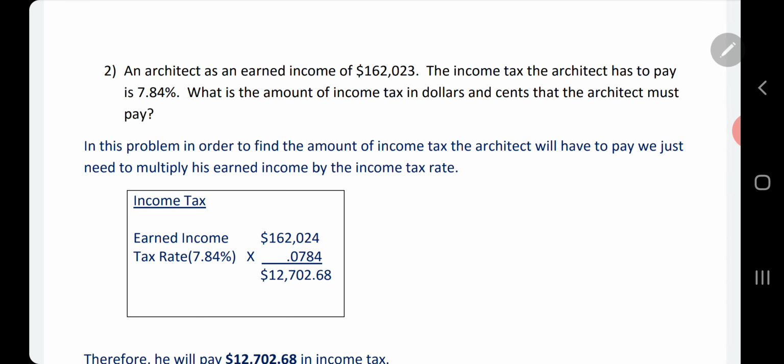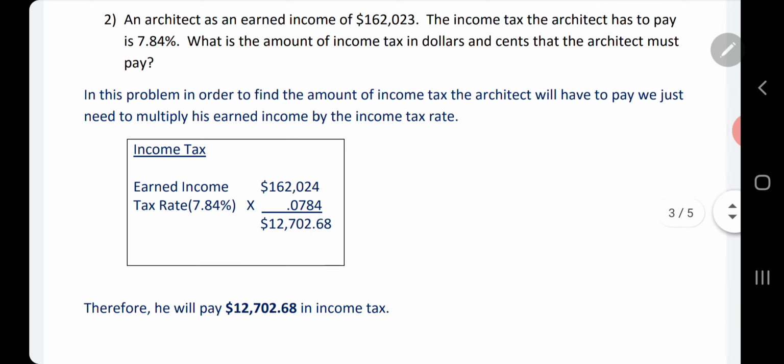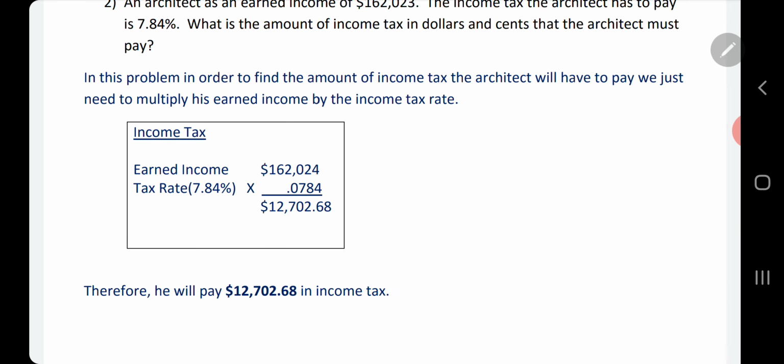$12,702.68. The question did ask just what is the amount of income tax? Well, that is exactly what we just found, the income tax. So he will pay $12,702.68 in income tax.